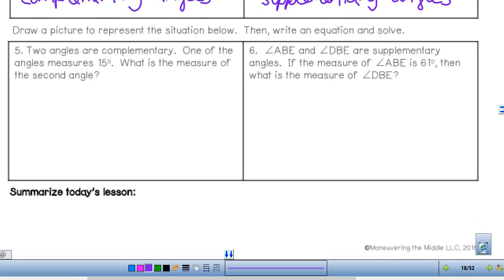And for examples 5 and 6, we have to draw a picture to represent the situation below and write an equation to solve. So we're going to be drawing the picture before we actually solve these. Number 5 says 2 angles are complementary. As soon as I see the word complementary, I'm thinking complementary, corner, 90 degrees. So I'm going to go ahead and draw a 90-degree angle here, and I'm going to put a box in the corner to represent that's 90 degrees. That's what that box stands for.